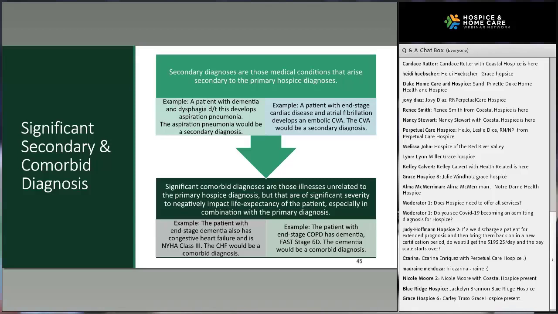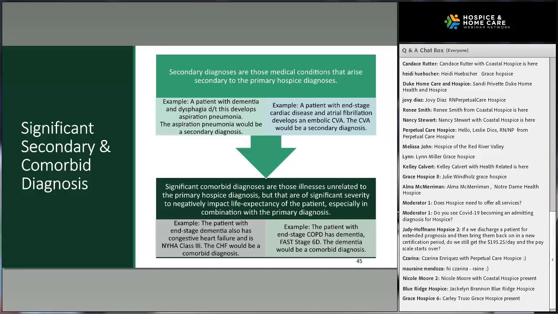But if you have significant comorbid diagnoses, which are illnesses unrelated to the primary hospice diagnosis, but they are of significant severity to negatively impact the life expectancy of the patient. So an example of this would be a patient has end-stage dementia, but they also have CHF. They're at a New York Heart classification of Class 3.